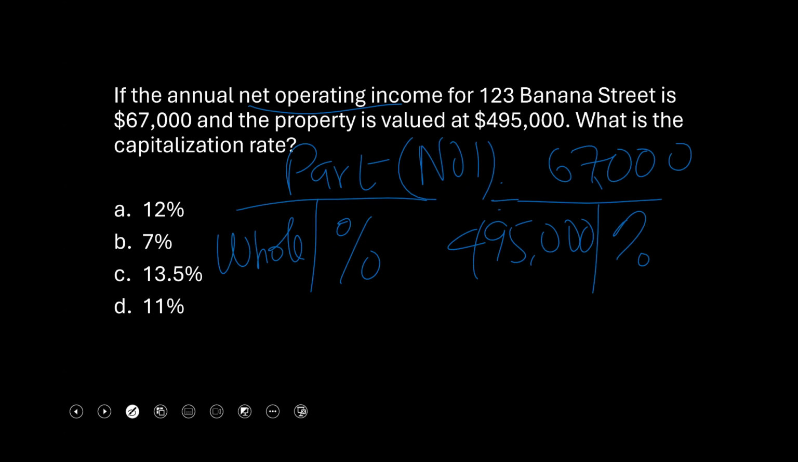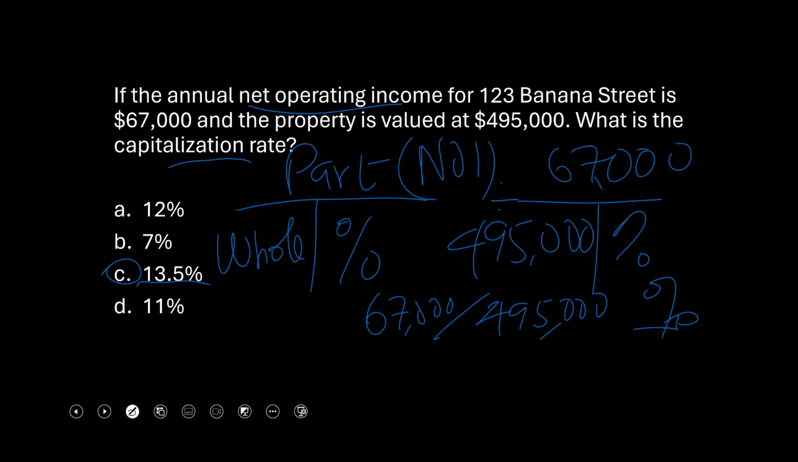Okay, and based on how we work with this formula, we divide 67,000 by 495,000. So pull out your calculator, 67,000 divided by 495,000, and then hit the percentage key. And that should give you C as in Charlie. Now, if you see a property like this, buy it because this is a great rate of return. Not very common in today's market.